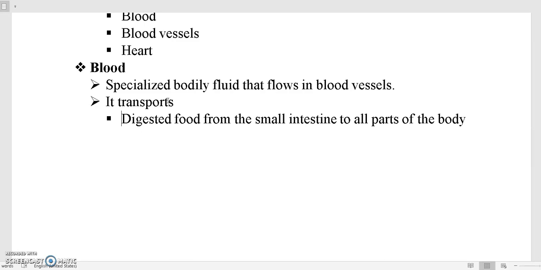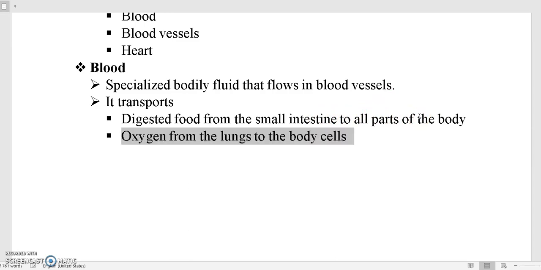Remember, most of the food is digested in the small intestine. In the large intestine, only water is absorbed, a large quantity of water. And this is the reason why the digested food is taken from the small intestine by the blood. So, blood transports digested food from the small intestine, and then this is transported to all the parts of the body. The second thing that it transports is oxygen. So, blood transports oxygen from where?